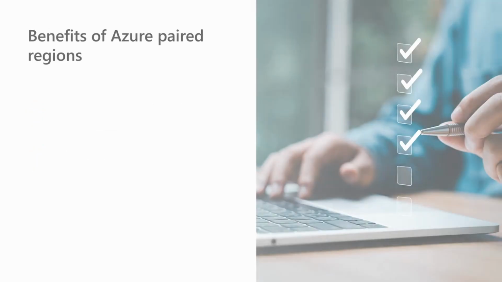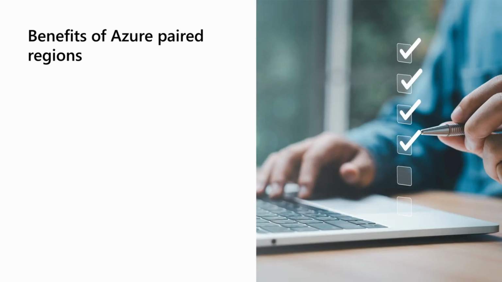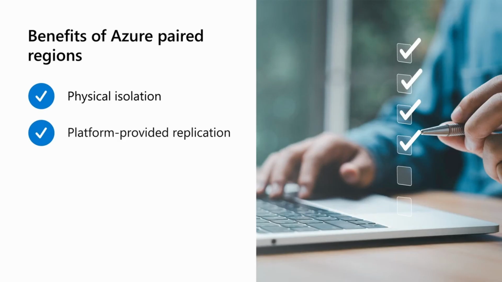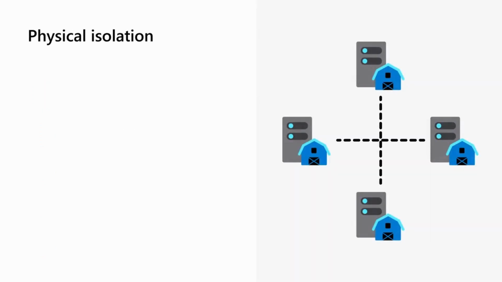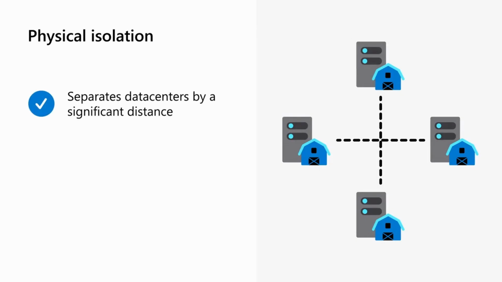Let's look at the benefits of Azure paired regions. The benefits include physical isolation, platform-provided replication, region recovery order, sequential updates, and data residency. First, let's look at physical isolation. Physical isolation involves separating data centers by a significant distance. Azure provides at least 300 miles of separation between data centers in a regional pair when possible. Long distance, however, may not be practical or possible in all geographies.